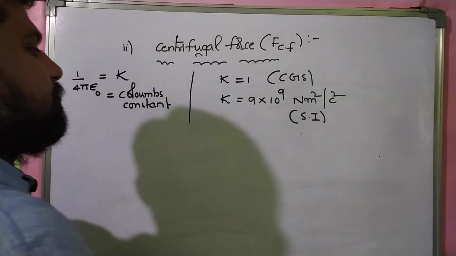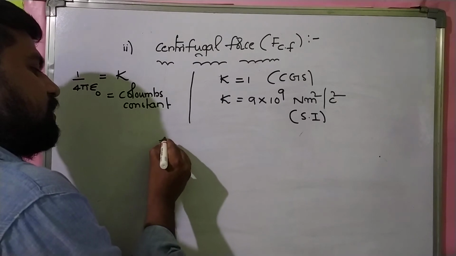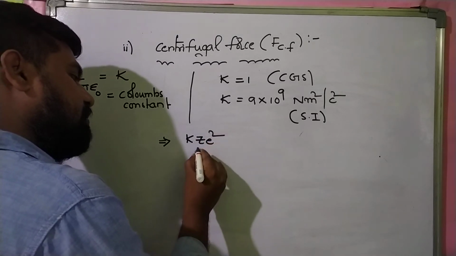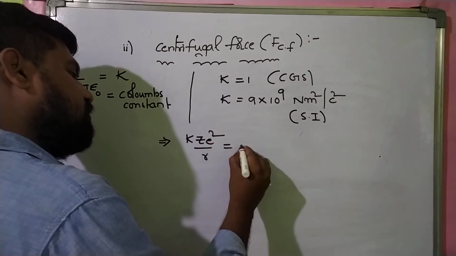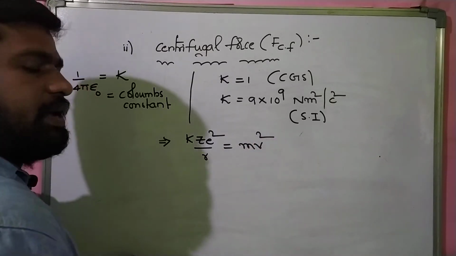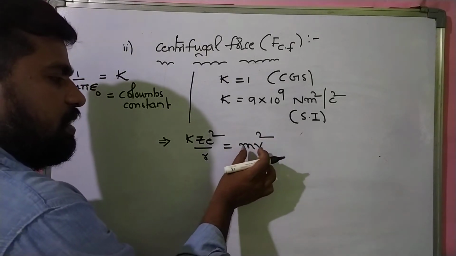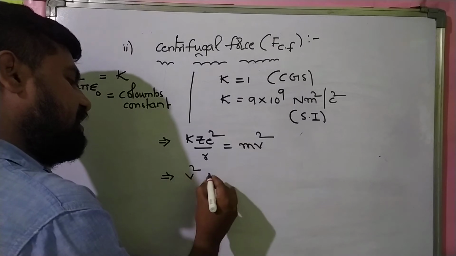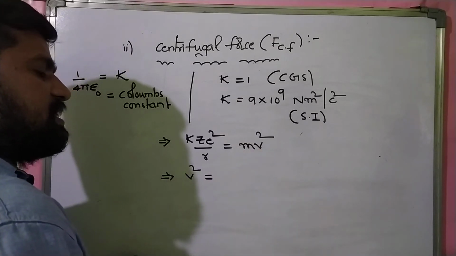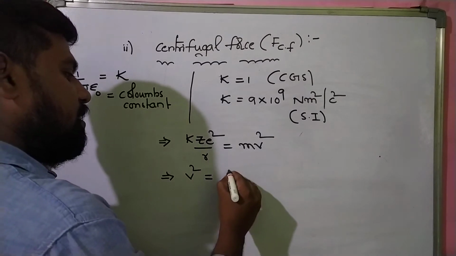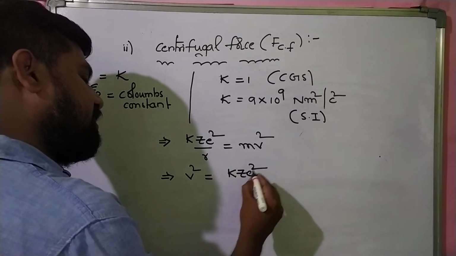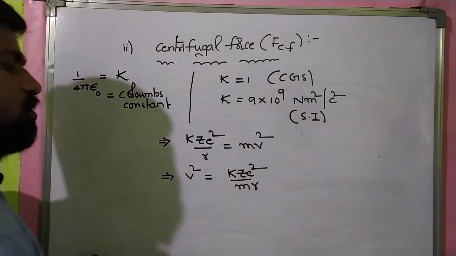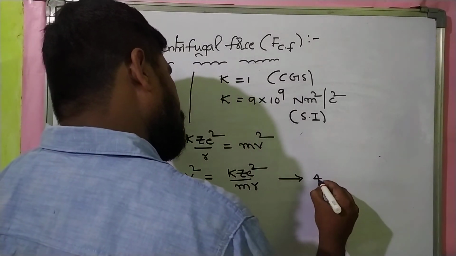Now once again I repeat the last equation: K into Z e square by r equal to mv square. From this we can write the V square value. V square equals K into Z e square by m into r. So this is equation number 4.